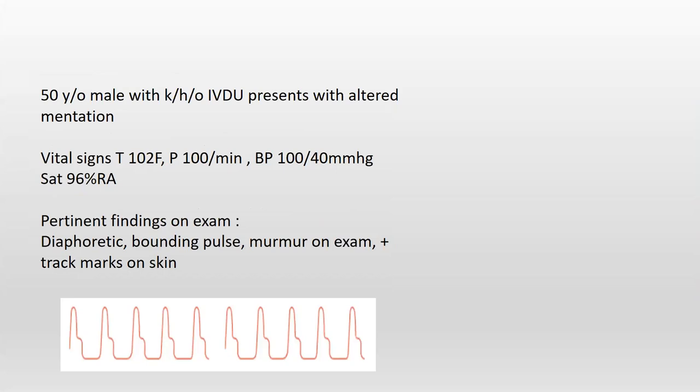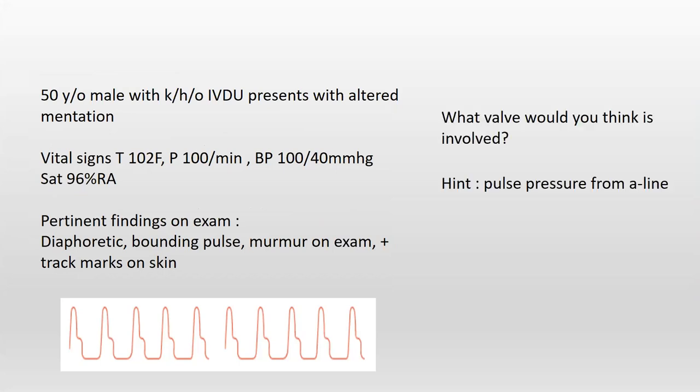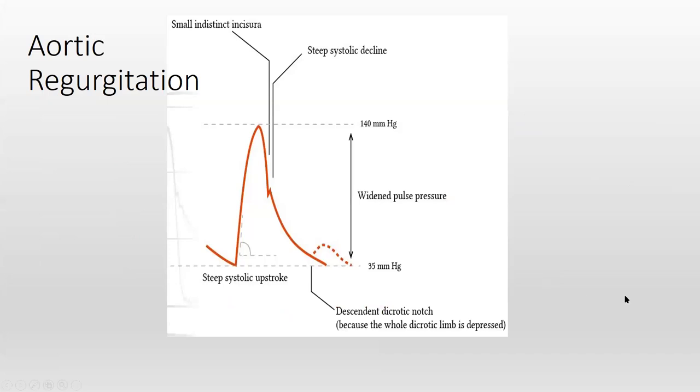Okay, just a quick case. 50-year-old male with history of IV drug use presents with altered mentation. You can see he's febrile, he's tachycardic, and his blood pressure is 100 over 40. Pertinent findings on exam: he's diaphoretic, bounding pulse, murmur on exam, and track marks on his skin. So what valve would you think is involved? Hint is the pulse pressure from the A-line. Yeah, so this is AR.